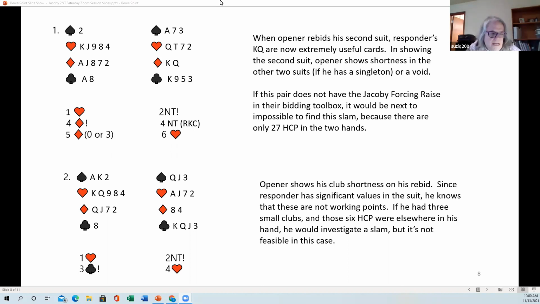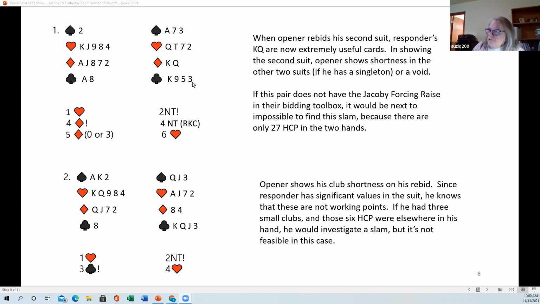A Jacoby 2 no Trump hand is not a limit raise hand. It's better than a limit raise. The partner can pass 3 hearts. Yes, and somebody piped up and said partner can pass 3 hearts. It is not forcing. So if you have this hand, don't give partner a limit raise. It is not forcing. And you'll be disappointed if he passes.